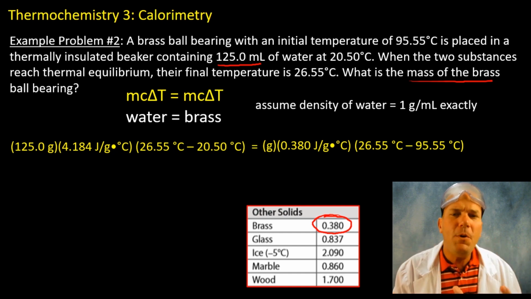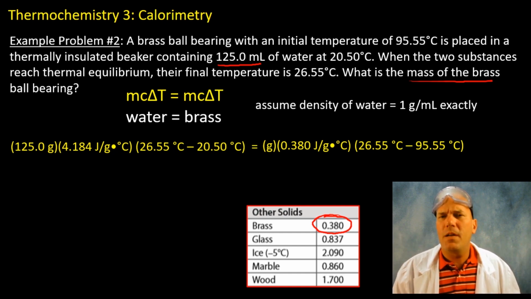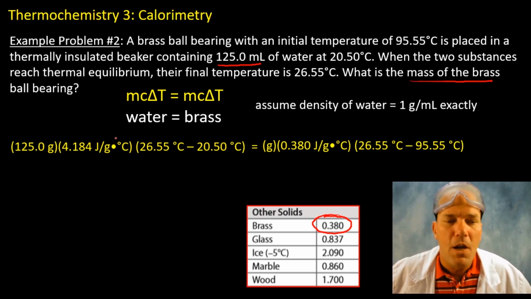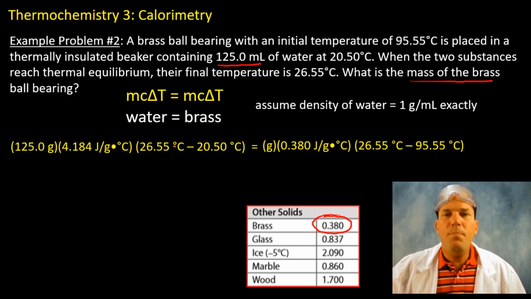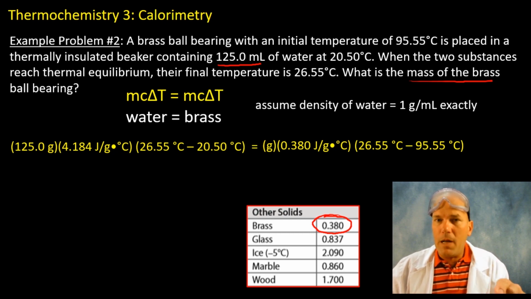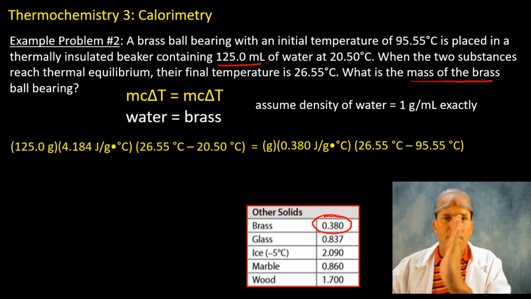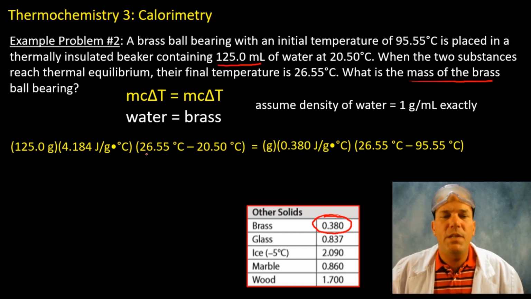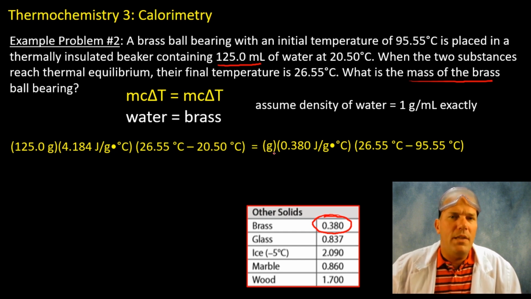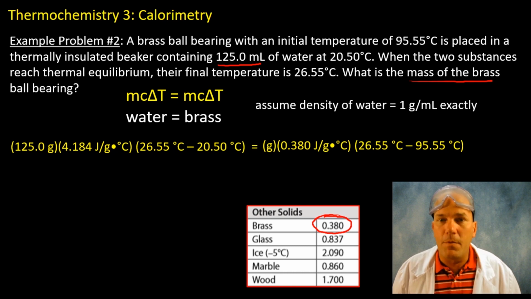So let's put what we know here. We know the grams, 125. We know the specific heat capacity for water. We know the temperature final minus temperature initial. Be careful there. You'll run into problems if you do not use delta T to be final temp minus initial temp. So 26.55 minus the initial temp of water. And we're going to set that equal to the quantities for the brass ball bearing. We don't know the mass. That's what we're trying to solve for in the problem.